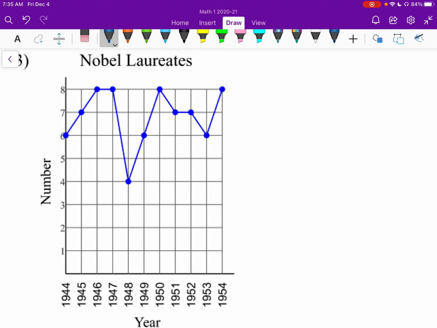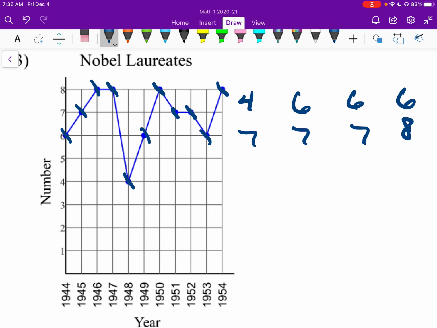So I'm going to write them in order from smallest to biggest again. I'm going to start off with the bottom one here, that is 1948, and that's at 4. So I'll do 4, then I have 6, 6, and another 6. Then 1, 2, 3 7s. Then 1, 2, 3, 4 8s.